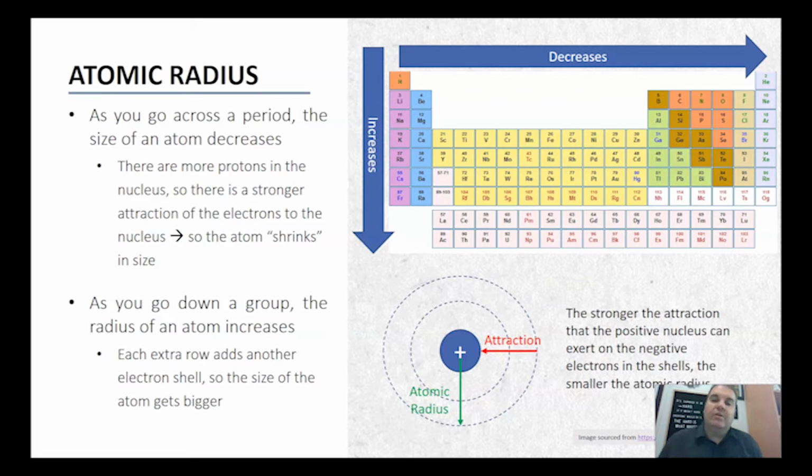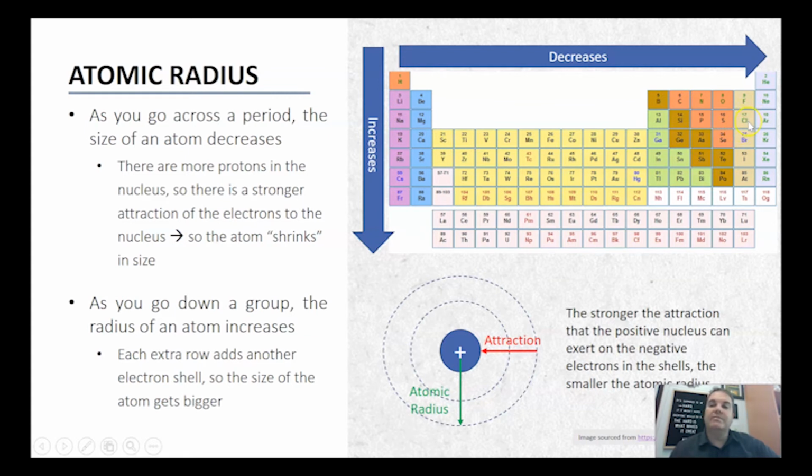So the trend on the periodic table is that as you go across a period, the atomic radius decreases. You have to remember that for a period, they all have the same number of electron shells. So everything in period 3, sodium, magnesium, aluminium, silicon, phosphorus, sulfur, chlorine, all have the same number of electron shells. So for all of these with 3 shells, the only thing that changes is there are more protons in the nucleus.